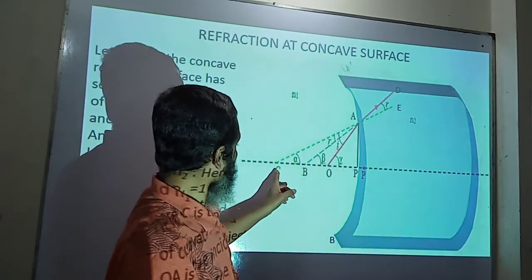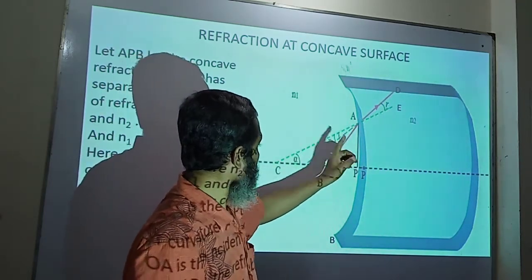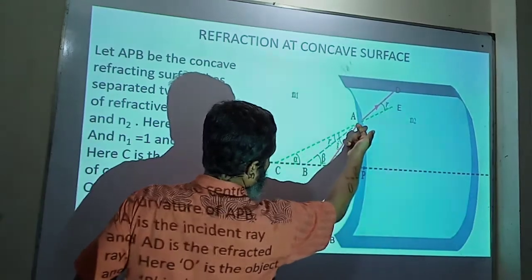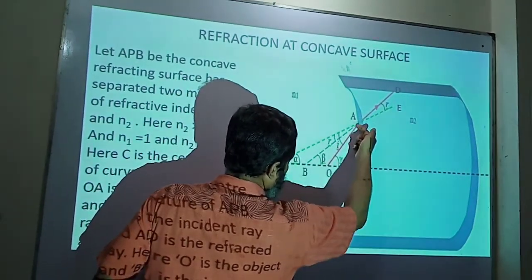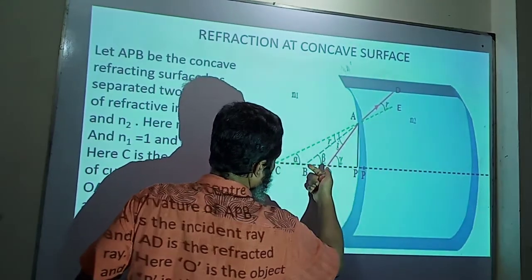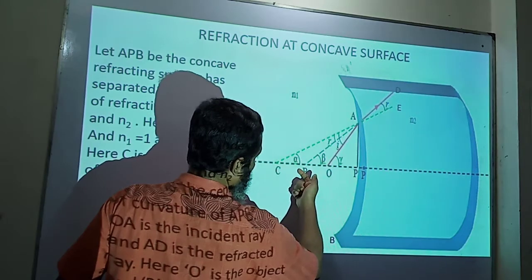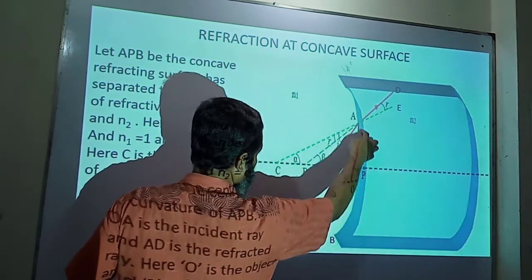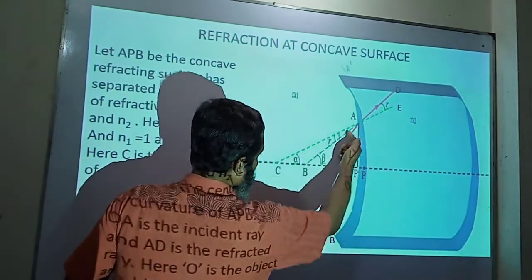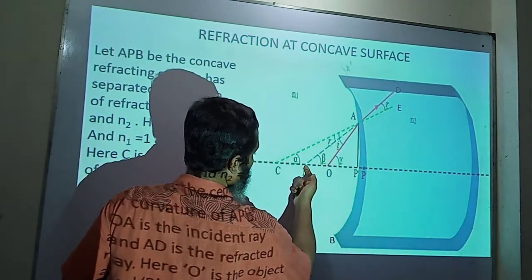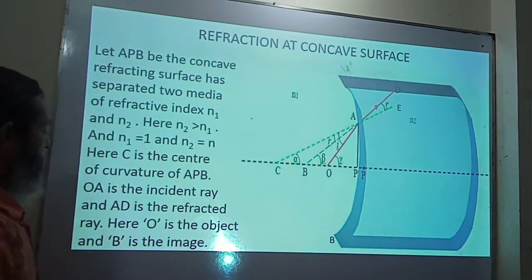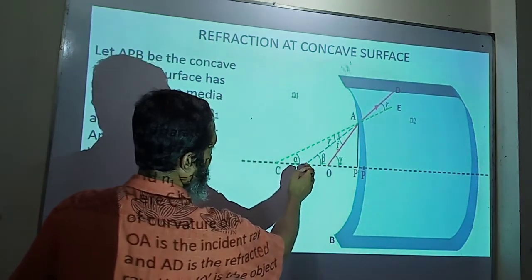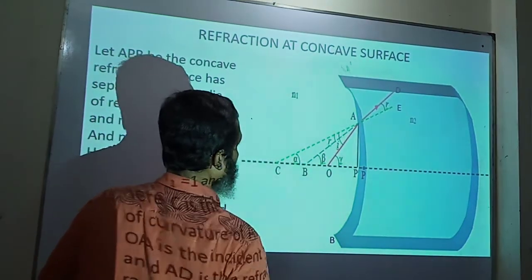Here CAE is the normal to the point of incidence, and OA is the incident ray. So CAO is the angle of incidence, that is I. We extend this refracted ray AD backward, and this backward extended ray meets the principal axis. CP is the principal axis of this refracting surface. So the extended portion of AD meets the principal axis at point B. Here O is the object, and B is the virtual image of the object.